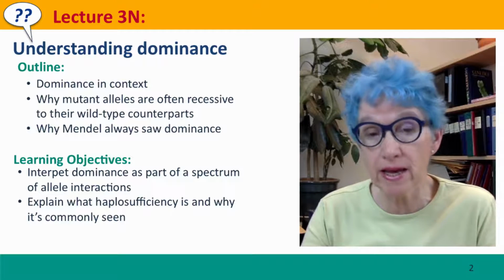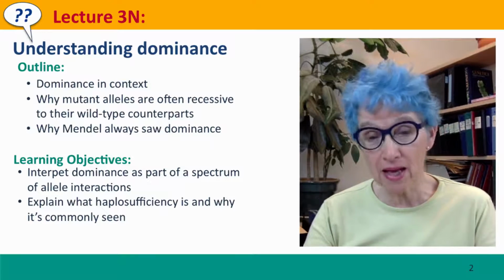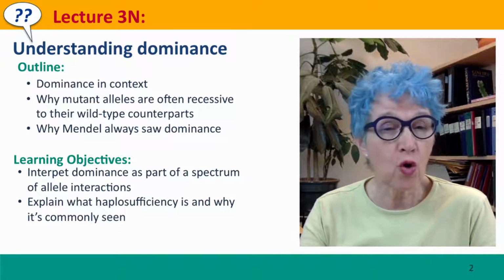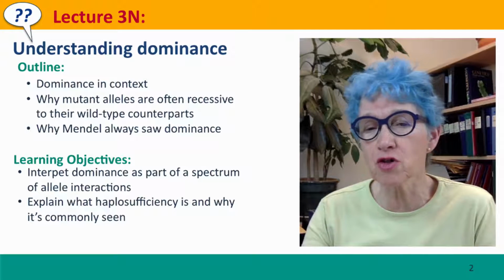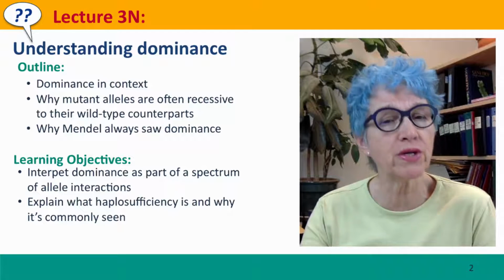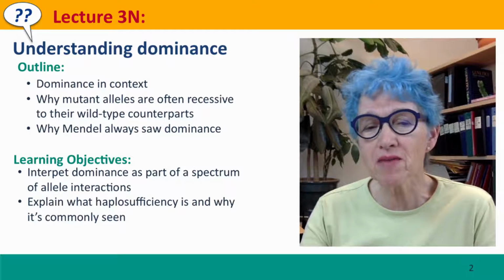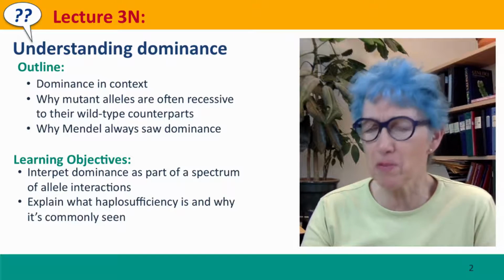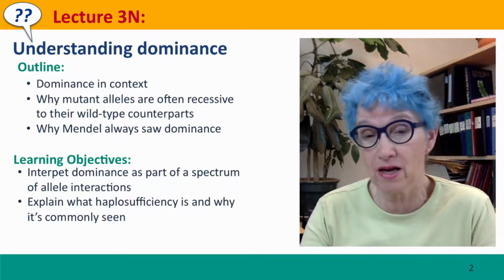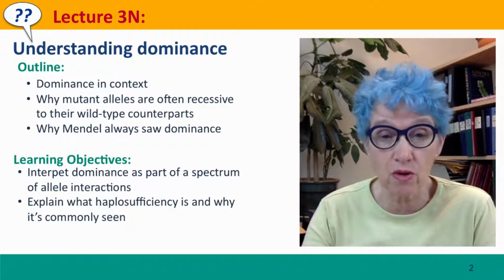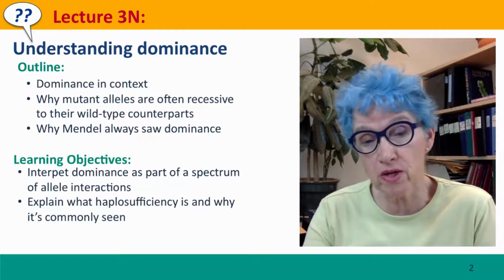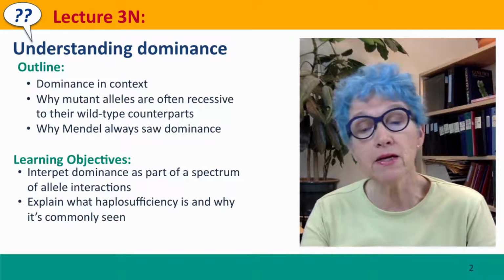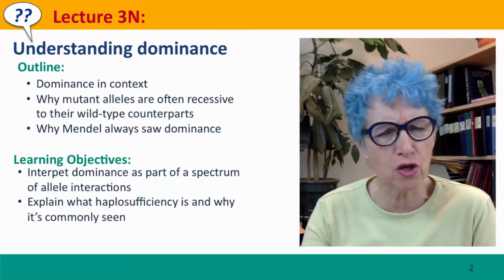This is lecture 3N, where we're going to explain why we see dominance between pairs of alleles. So we'll put our definition of dominance into the context of real-world alleles, considering why the pairs of alleles that we consider in genetics textbooks aren't the same as the pairs of alleles that mostly exist in the natural, genetically diverse world. We'll consider why mutant alleles are often recessive to their wild-type counterparts, and we'll consider why Mendel always saw dominance.